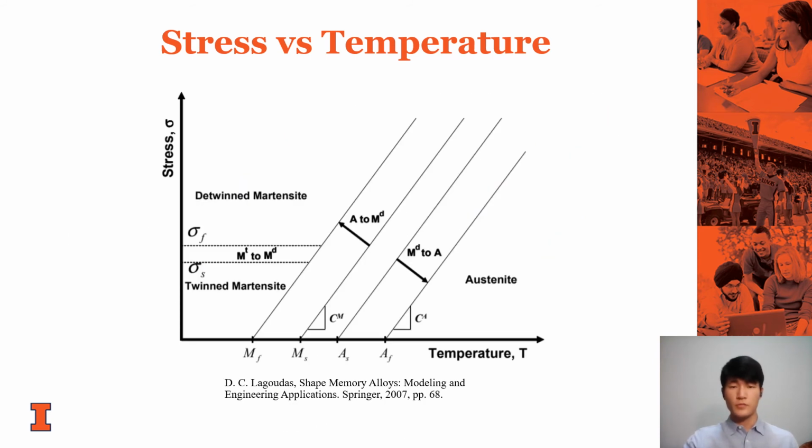The result from the previous slide can be explained by this reference, stress versus temperature plot for SMA material. We can see that the SMA is in martensite phase at low temperature and austenite phase at high temperature. Also, we can see the trend of increasing transformation temperature with increasing stress that we observed in the previous slide.